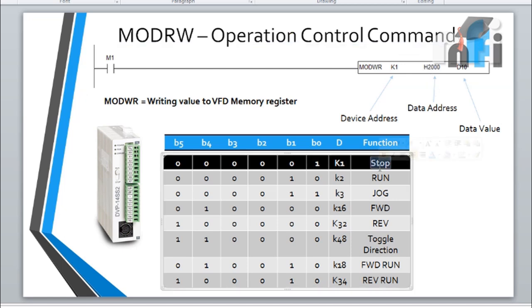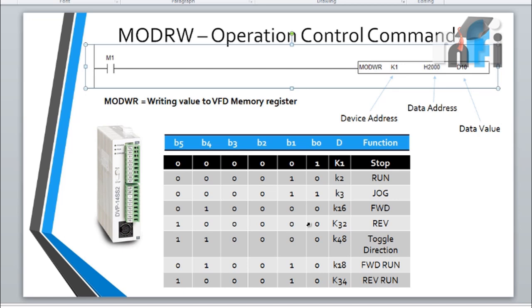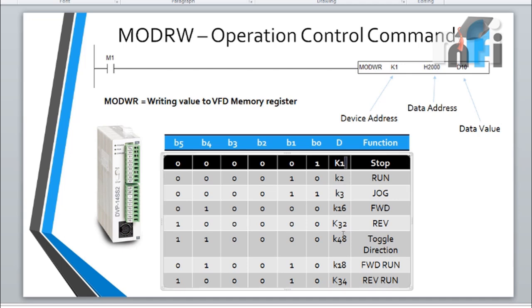If I put K3 into the data address H2000, drive will run in jog mode. If I put K1 stop, K2 run, and if I put K16, it will change the direction to forward. If I put K32, direction will be changed to reverse. Direction will be toggled by 48, and by 18 direction will also be changed, and then the run command will also go there. So these different values you can put in D10 to change the operation of a drive. That really makes sense. So these constant values we can put in D10, that will be transferred to H2000 immediately at every data setting request. That is an operation control command in Modbus communication.